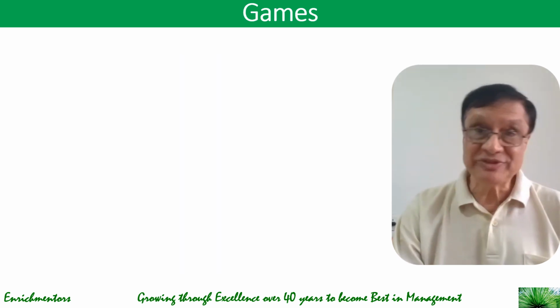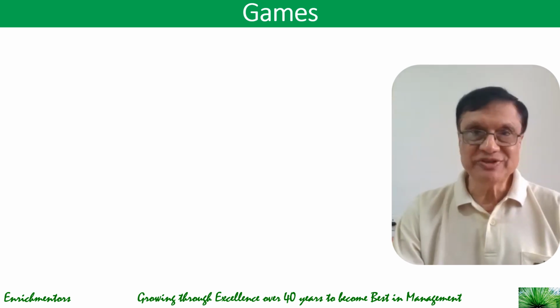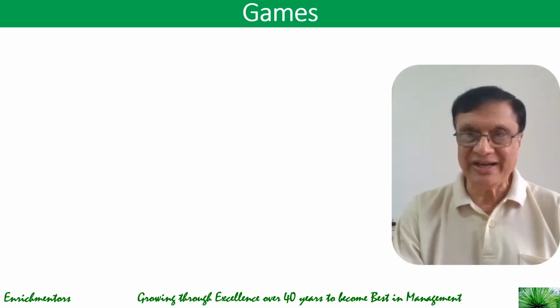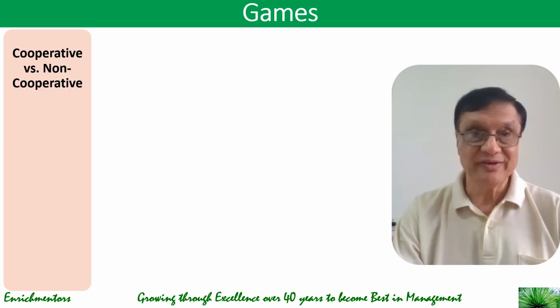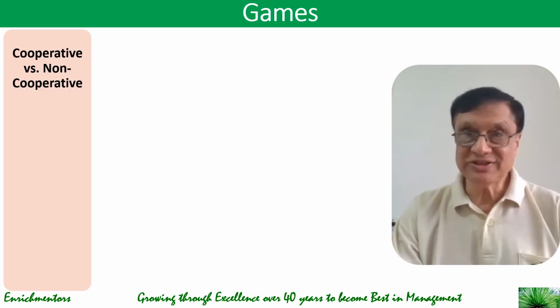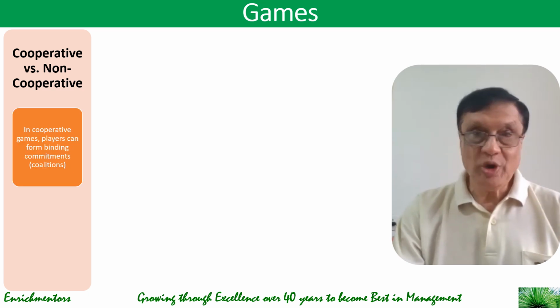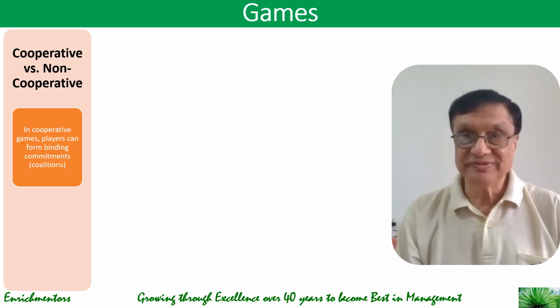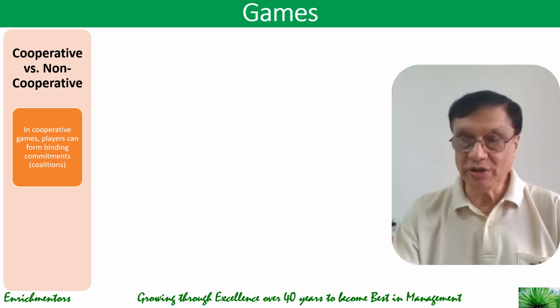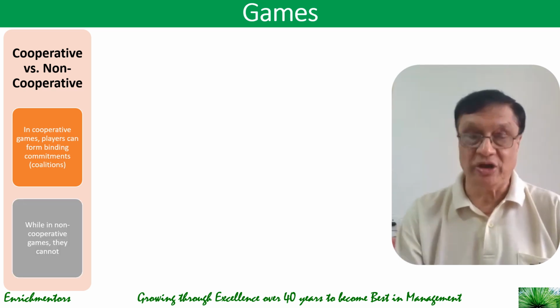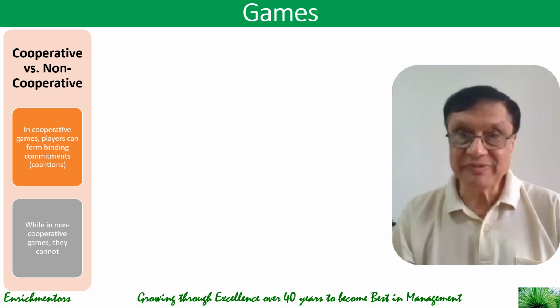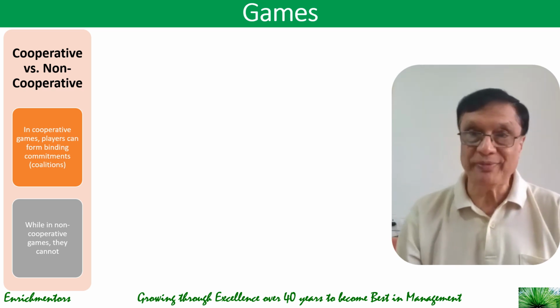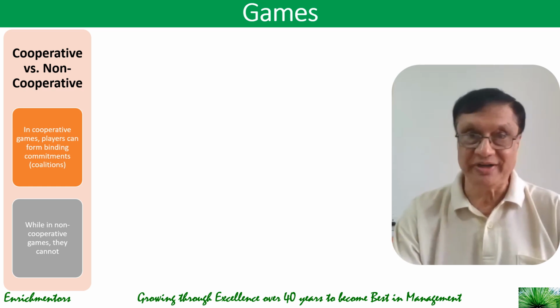The third is the games themselves. What are games? The games are the scenarios being analyzed, and they can be classified into different types. Like cooperative versus non-cooperative. In cooperative games, players can form binding commitments and coalitions, while in non-cooperative games, they cannot. So if you have a binding commitment to each other, then it is a cooperative game, otherwise it's a non-cooperative game.